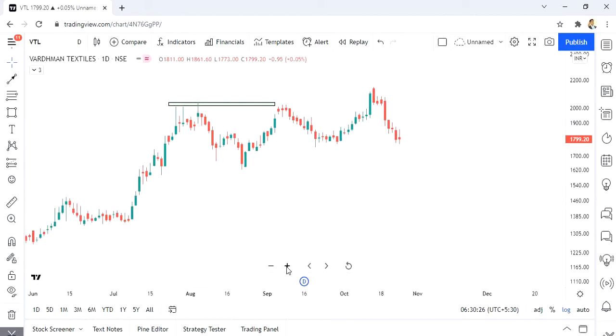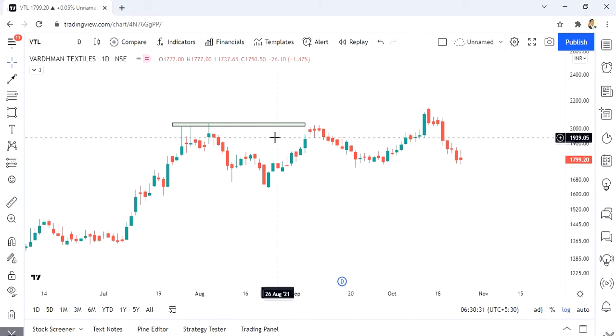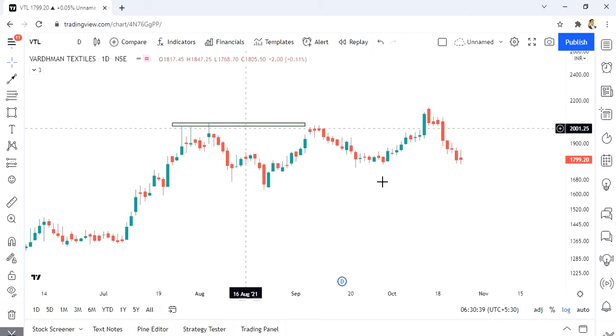This is how you need to draw your resistance level, the resistance zone. Remember, this is not an exact price point, it's a zone. So you have a resistance zone or resistance level. Similarly, you need to understand how to draw a support level. Now, how to draw a support level?